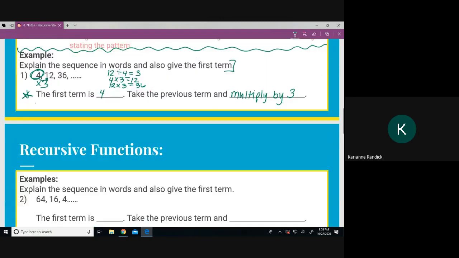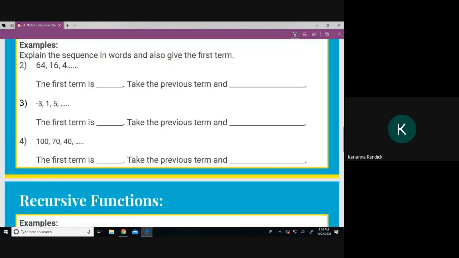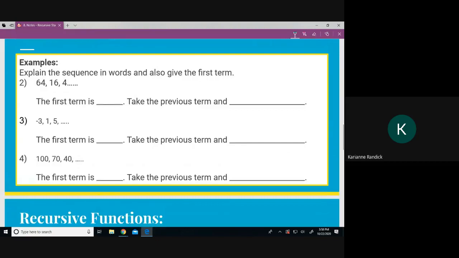We're going to do that with the next 3. So you have the same definition or direction. Don't worry about writing it. And we're going to take a look at 2, 3, 4.